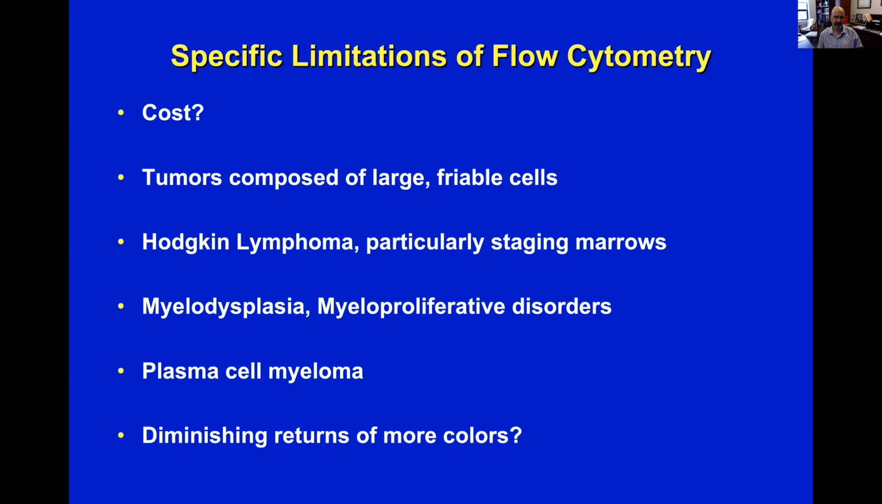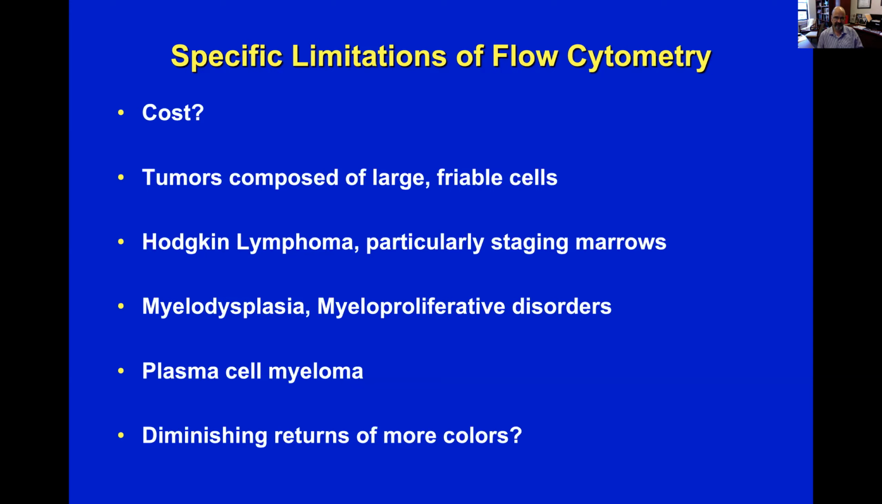Hodgkin lymphoma, you may be able to detect it in initial tissue, although it's not the mainstay of diagnosis. And particularly for staging marrows, if you know that there is a diagnosis of Hodgkin lymphoma and the bone marrow was done purely for staging, flow cytometry does not have much of a role. In the initial lymph node where the patient does not have a diagnosis of Hodgkin lymphoma yet, obviously it is best to have some specimen available for flow in case it turns out to be a non-Hodgkin lymphoma.